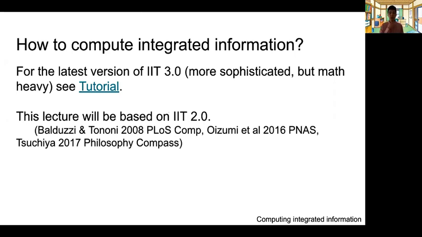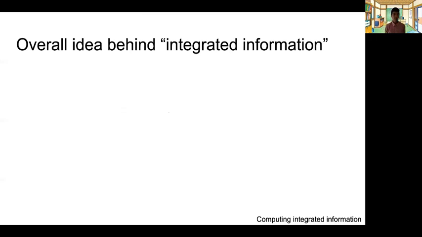In particular, these 3 papers will be most useful if you are interested in understanding it. But still, the 2 initial papers are quite heavy. My paper in Philosophy Compass doesn't use much math, so that may be the easiest way to get to it. All right, so the overall idea behind the computation of this quantity called integrated information is that the quantity itself has nothing to do with consciousness. It's similar to any kind of network property you can find in any textbook.